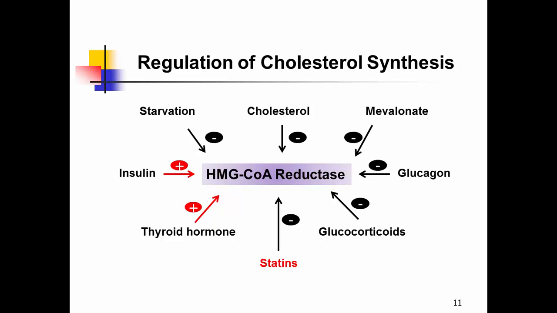And the substrates we talked about before, right? Cholesterol levels and mevalonate, which is an intermediate of the cholesterol synthesis pathway. These two intermediates or substrates can inhibit the HMG-CoA reductase when their levels are high. And statin also has HMG-CoA reductase as its target and inhibits cholesterol synthesis.